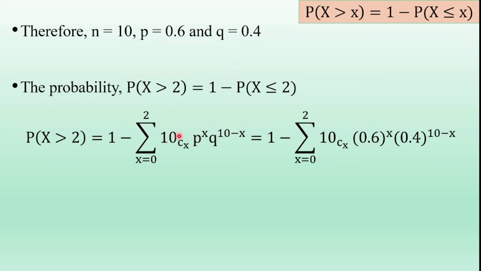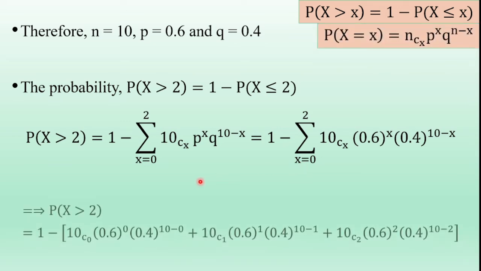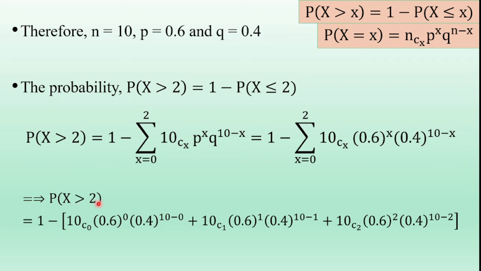Substitute all these values into the second term, we get 1 minus sigma x is equal to 0 to 2 10Cx into 0.6 whole to the power of x, 0.4 whole to the power of 10 minus x. Now for the second term, substitute different x values, that are x is equal to 0, x is equal to 1 and x is equal to 2. So P of x greater than 2 is equal to 1 minus, first substitute x is equal to 0: 10C0 into 0.6 whole to the power of 0, 0.4 whole to the power of 10 minus 0.